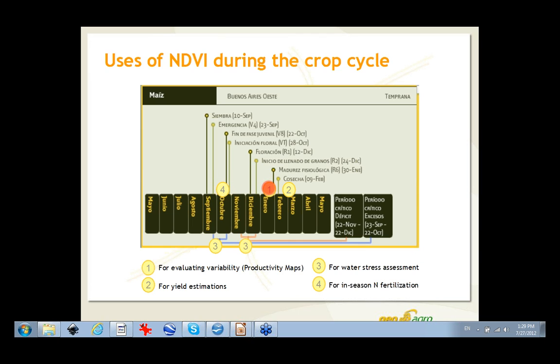Again, we have in January evaluation of variability and yield estimations. Well, this is actually in December. There's an error there in the graph, in the figure. And number 2 is, just one month before harvest, the yield estimation, and 2 months before is when they evaluate variability. And also there are some critical areas for dry conditions, for a deficit, or for excess water in corn. So these are basically the 4 aspects that they're using NDVI for.